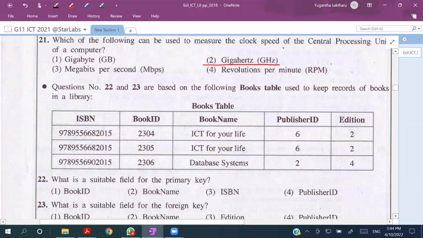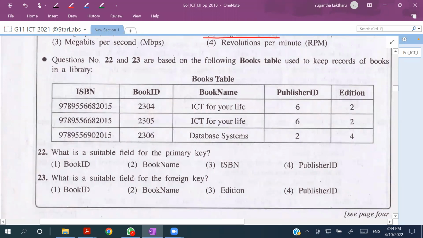Question number 22 and 23, based on the table that is given below. What is a suitable field for the primary key? Book ID 2304, 2305, 2306. It's kind of unique values that they got there, and it's good to become a primary key, right? And the book name, definitely not going to be a primary key, because ICT for your life, you can see it is being repeated over here. So second is not going to be.